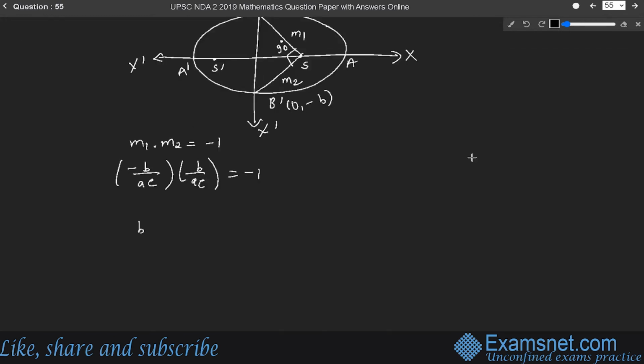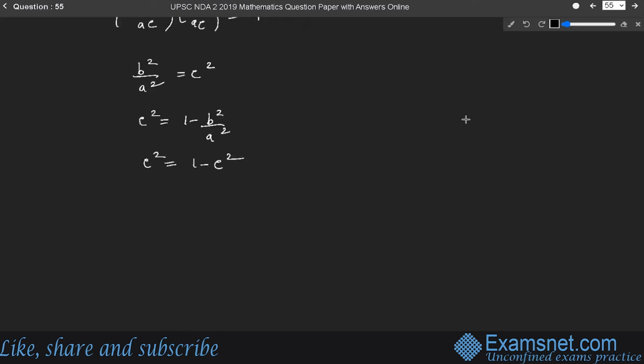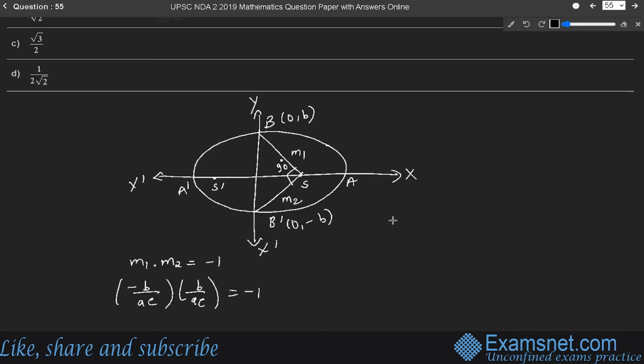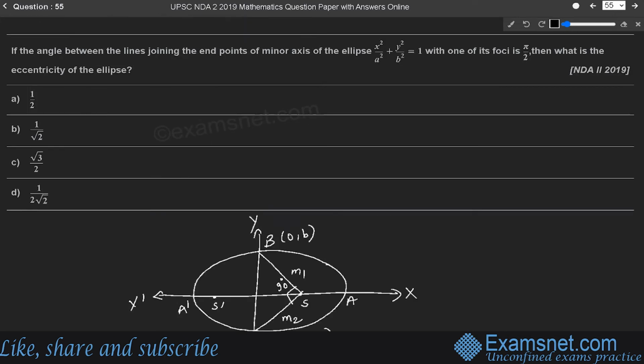So, B square upon A square is equal to E square, or E square is equal to 1 minus B square upon A square. So, E square will be equal to 1 minus E square. So, 2E square will be equal to 1 and E square will be equal to 1 by 2. So, E will be equal to 1 upon root 2. Therefore, we can say that the correct option for this question is option number B here. I hope this question is clear to you.